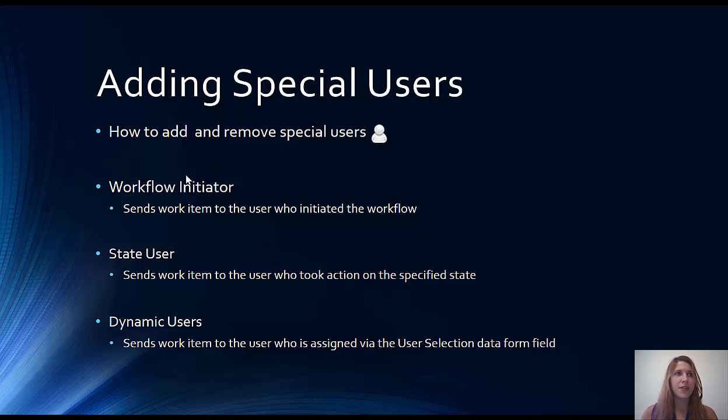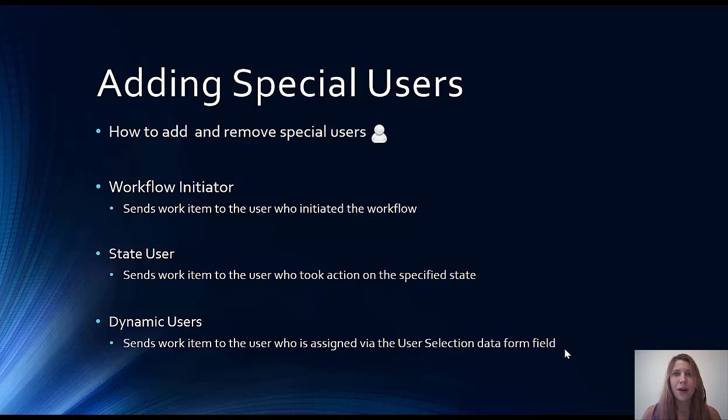There are 3 types of special users available in WorkMan. The workflow initiator, which will send a work item to the user who initiated the workflow. We also have state users, which will send your work item to the user who took an action in a specific state. And finally, our dynamic users. And this is really interesting. You can send the work item to a specific user which you've selected using the user selection data form field. And we're going to cover all of that in this video.